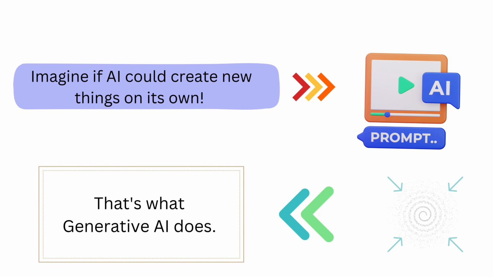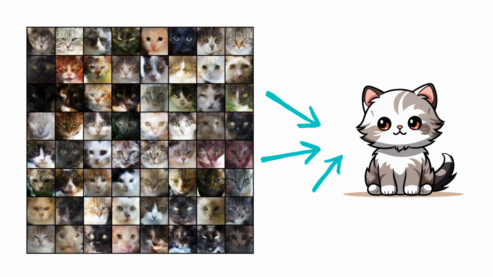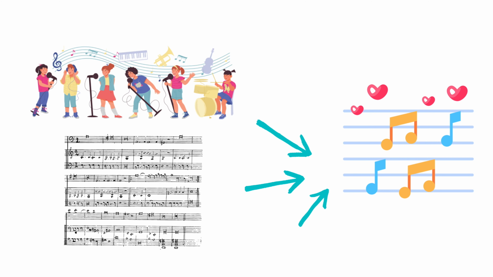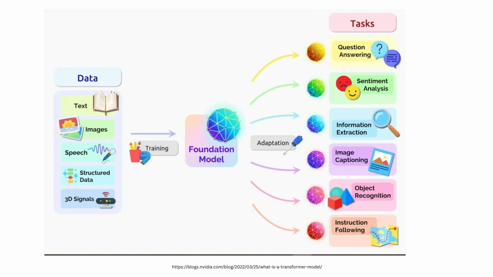That is what generative AI does. It looks at lots of examples and then tries to make something new that fits in. For example, after seeing many pictures of cats, it can try to draw a new cat picture on its own. Or after hearing lots of songs, it might try to make a new tune. It is like giving AI a creative touch, and it's pretty exciting to see where it can go. So this is a top-level view of generative AI.